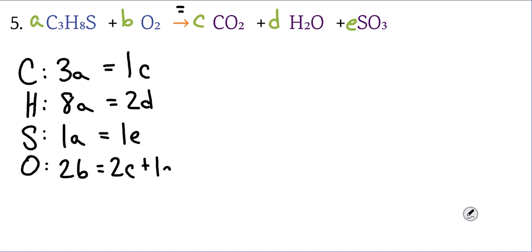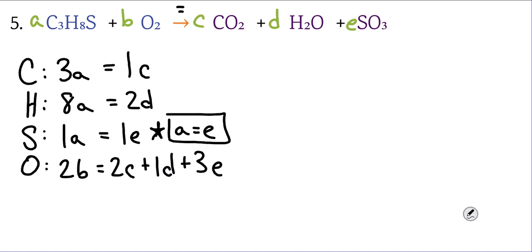Notice oxygen occurs in multiple locations on the product side. And so even though there are 6 on the product side, we'll say there are 2 with C, 1 with D, and 3 with E. We'll also be able to make note with our linear equations things like A equaling E.